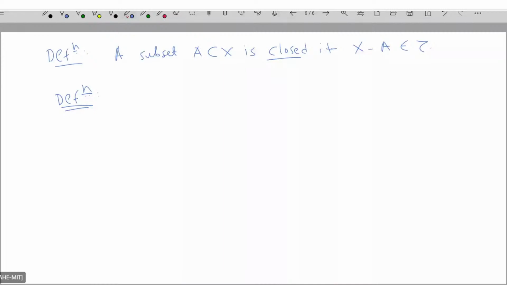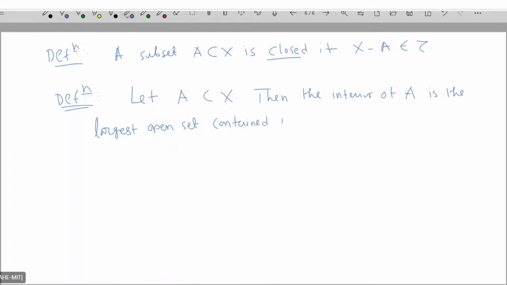Now we are defining the closure and interior of a set. So let A be a subset of X, then the interior of A is the largest open set contained in A. Okay, so it's the largest open set contained inside of A. Another way to say that: if we collect all the open sets inside of A and take the union of all those open sets, you will get the interior of A.